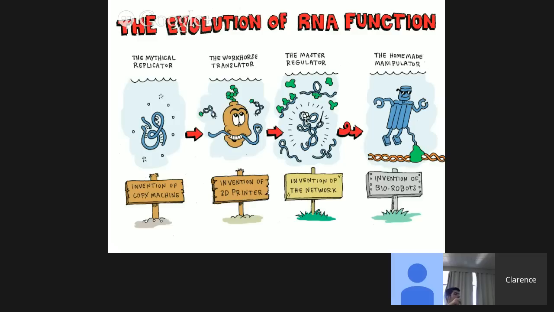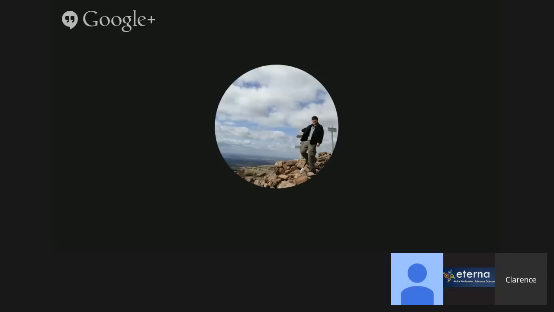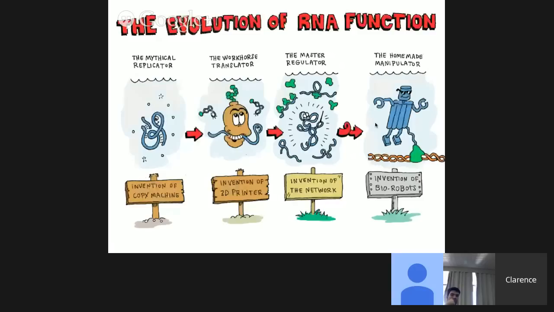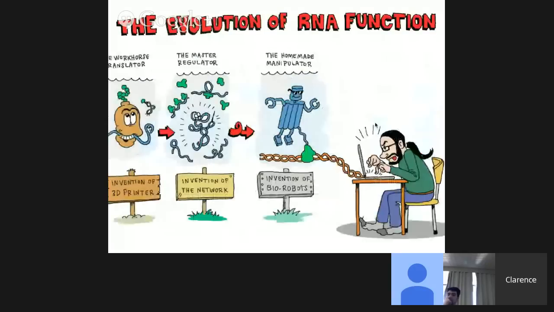So if we then go on to recent days, now we are starting to design molecules in a new way. Like I talked before about DNA, RNA function in the cell, and in this case you often have a programmer that will sit and design these RNA structures, make them work in reality.